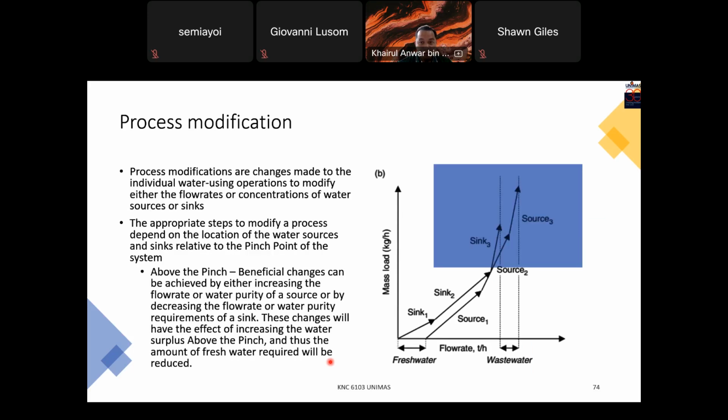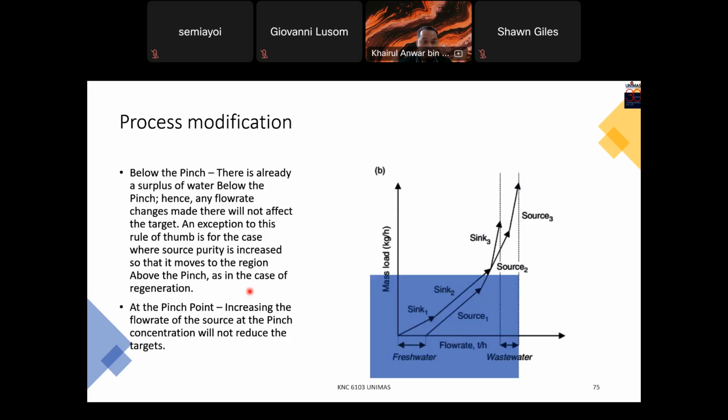Next is below the pinch. There is already a surplus of water below the pinch. Any flow rate changes will not affect the target. An exception to this rule of thumb is the case where solubility is increased, so it moves to the region of the pinch, and at the pinch point using the source at the pinch concentration did not reduce the target.